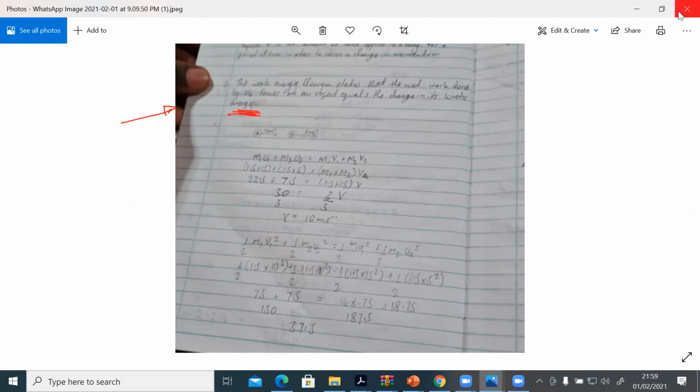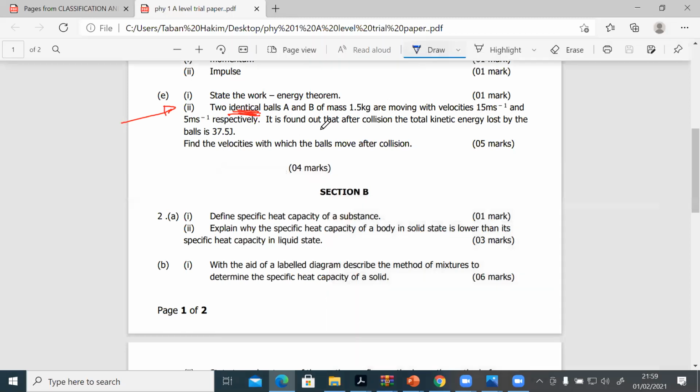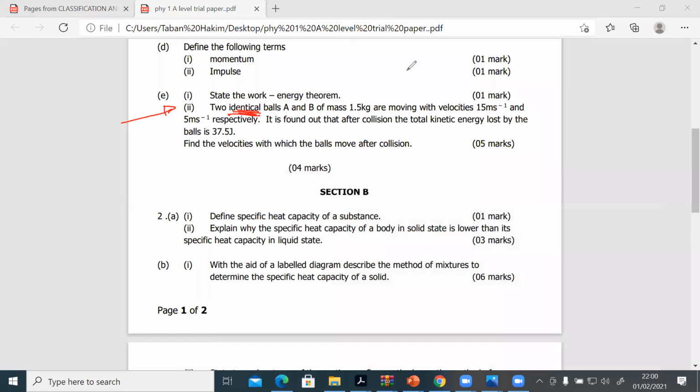But since it is not the case, then we simply apply the principle of conservation of momentum alone. And then we simply try to get the loss in kinetic energy as we've got in the previous question. So this is what we do here. They have said that the bodies are identical. If they are identical, it means that they have the same mass, which is 1.5.